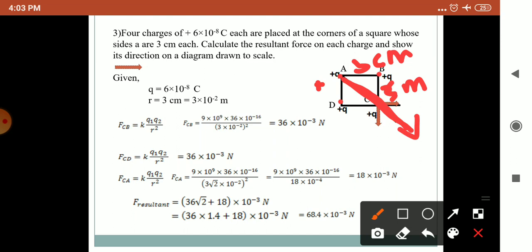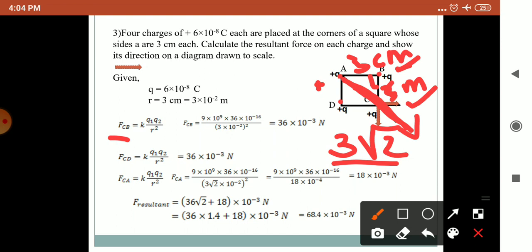Now this diagonal will give length, both sides are 3, 3, so this diagonal will give 3 into root 2, right? Because as it is a square, it will be a right angle triangle, from that the diagonal becomes 3 root 2. Now we have to consider 3 different forces, that is, the force acted by the charge at point B on the charge at point C.